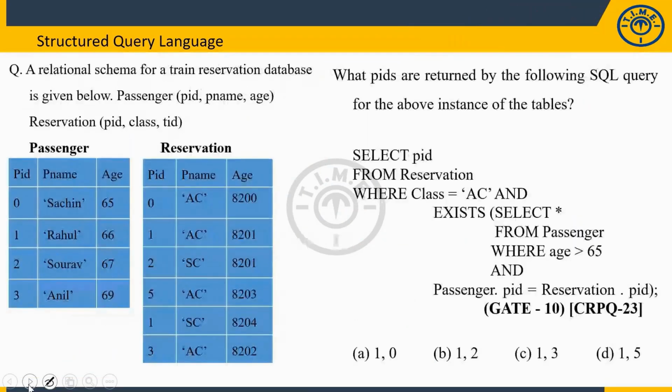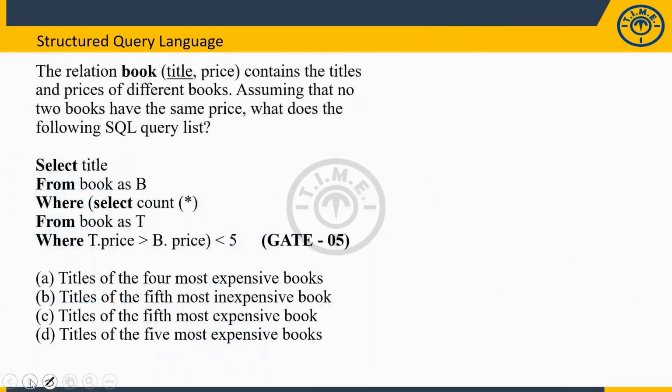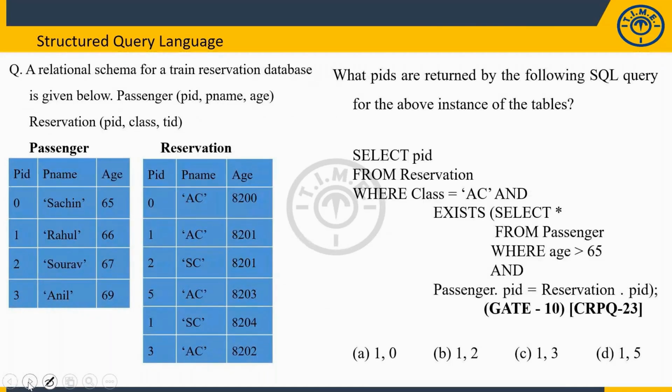Next are correlated subqueries and the EXISTS clause. Because it is already 10, I could have given one more class, it would be better, but okay, fine. So there are questions on correlated subqueries and the EXISTS clause. And the EXISTS clause is used to check whether the inner query contains some output or not.